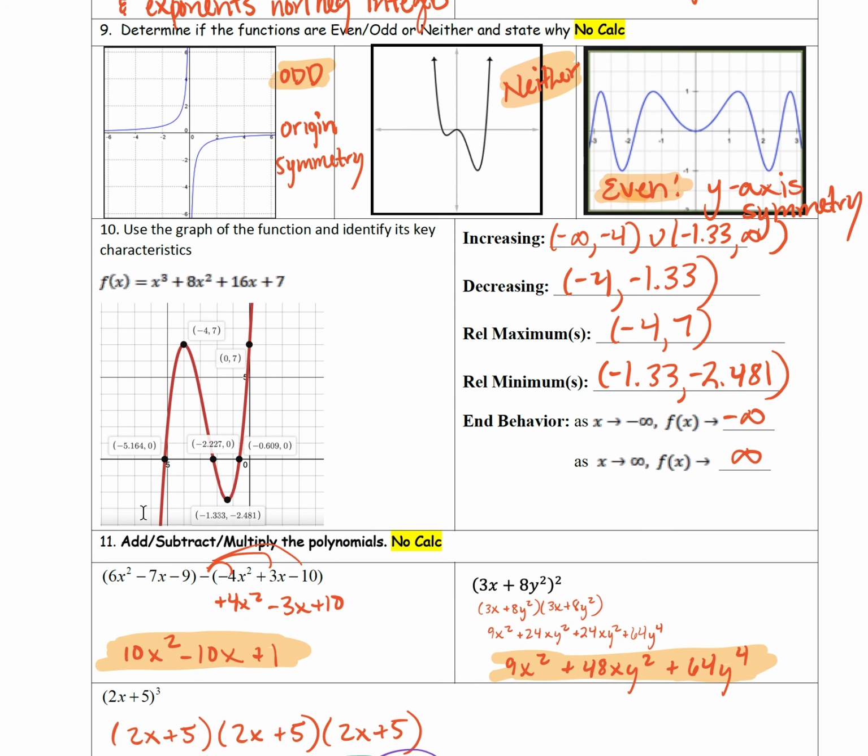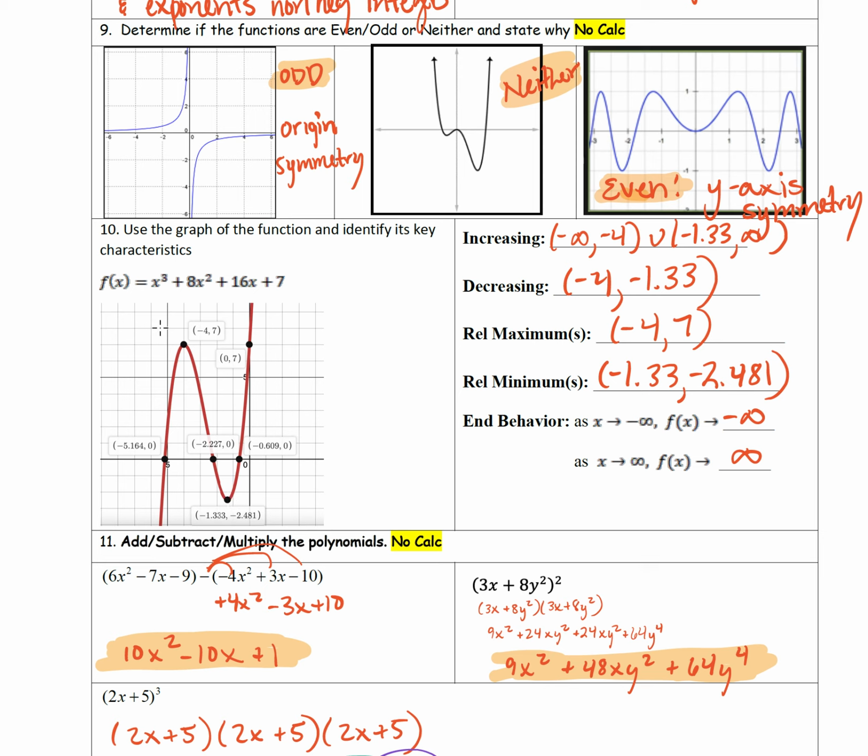Increasing and decreasing, right? It's going to be increasing from negative infinity all the way to negative 4, and then it's going to be increasing from negative 1.333 all the way to infinity. So there's those two areas where the function is going up, and then there's this one region from negative 4 to negative 1.33 that the function is going down.